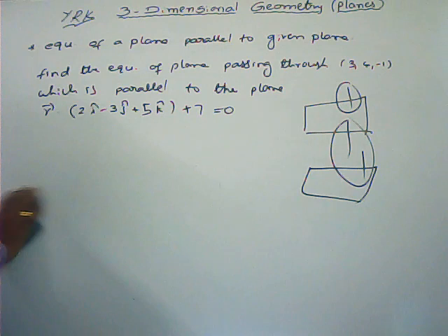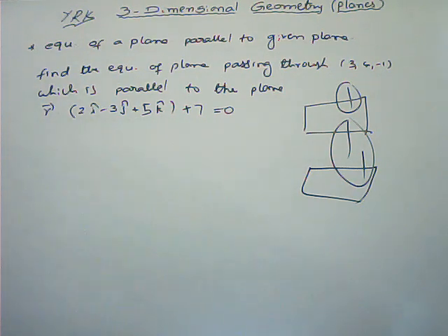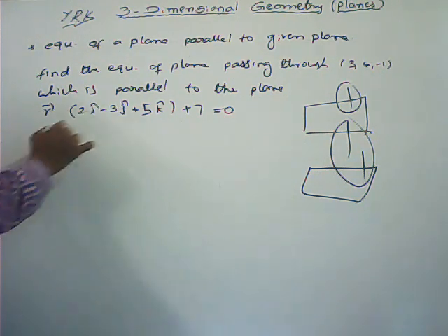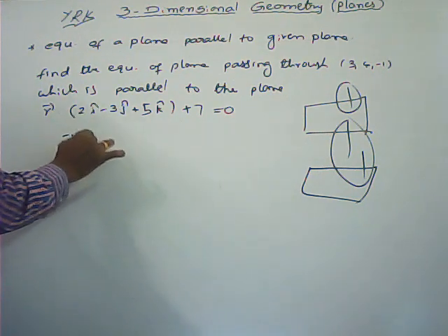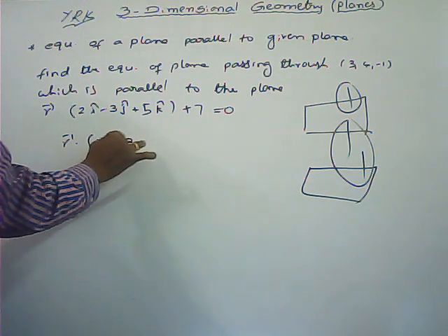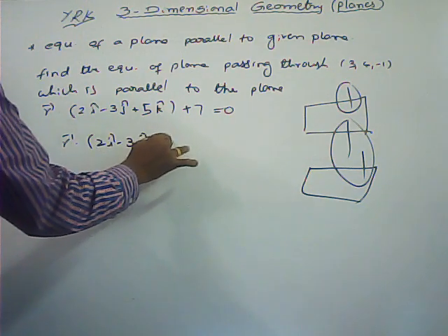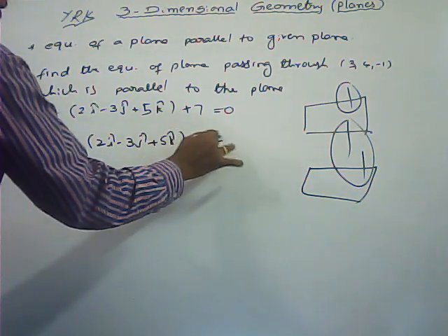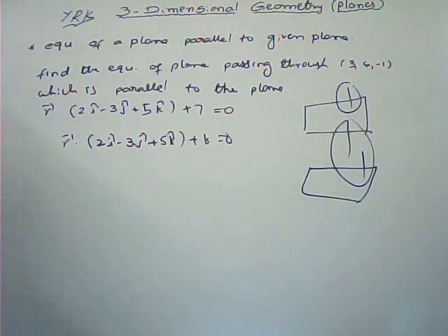Here a small problem I have given. Find the equation of the plane passing through 3, 4, minus 1, which is parallel to the plane. Here, parallel to this plane we can write r bar dot 2i cap minus 3j cap plus 5k cap plus k is equals to 0. These two differ by only a constant term. Here r bar is x i cap plus y j cap plus z k cap.